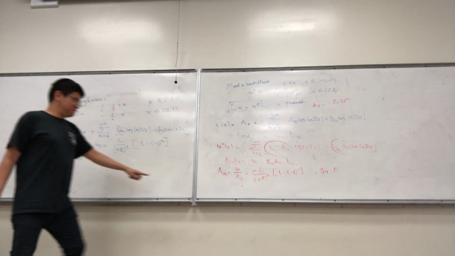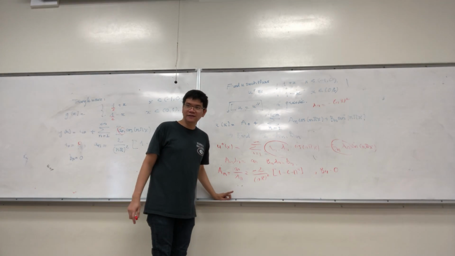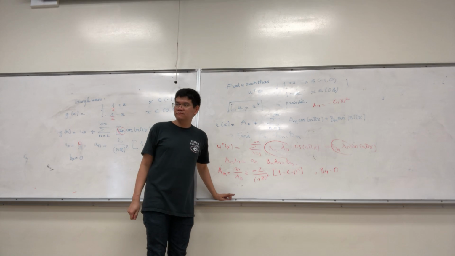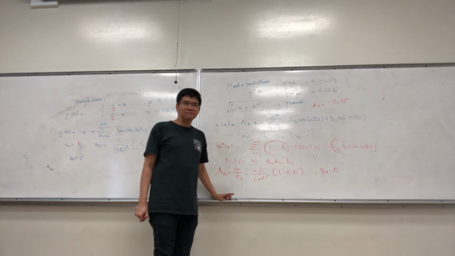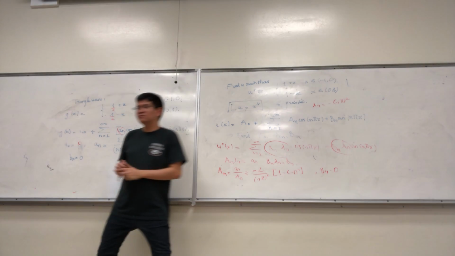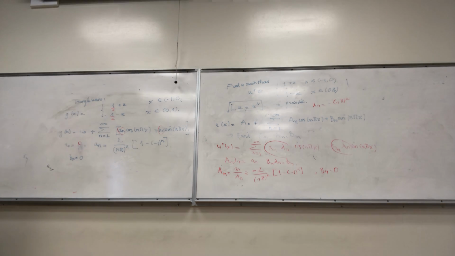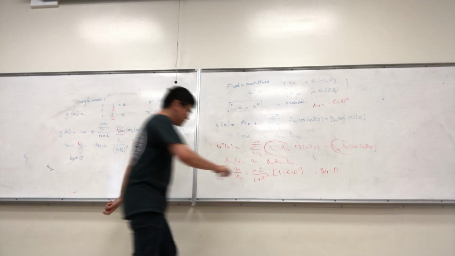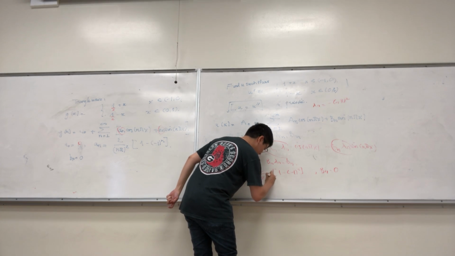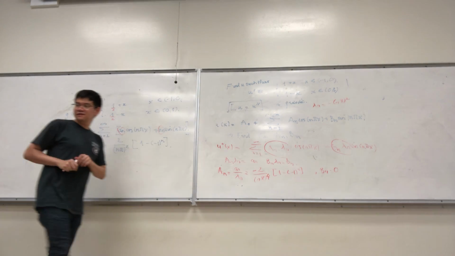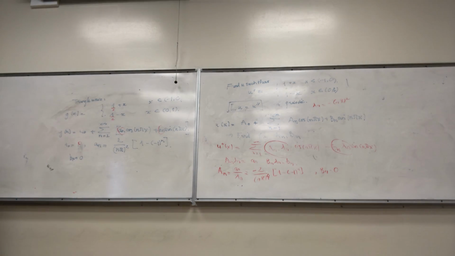So now when I have the value for this capital A_n, what is the form for u? Shouldn't it be n pi to the fourth power? So here is a fourth power. So now, what is the form of the solution u?